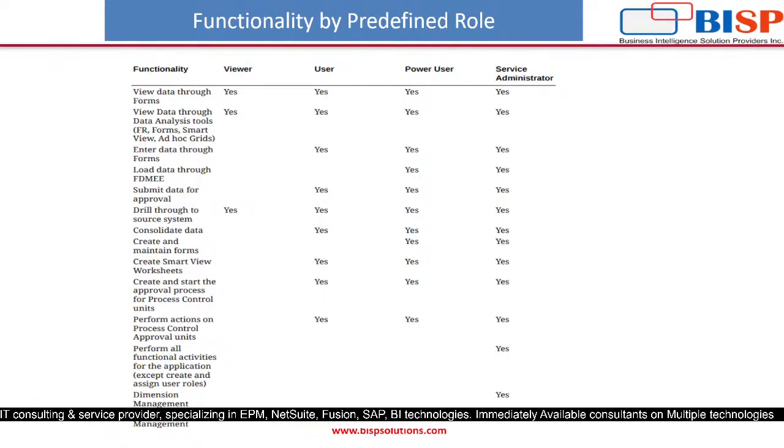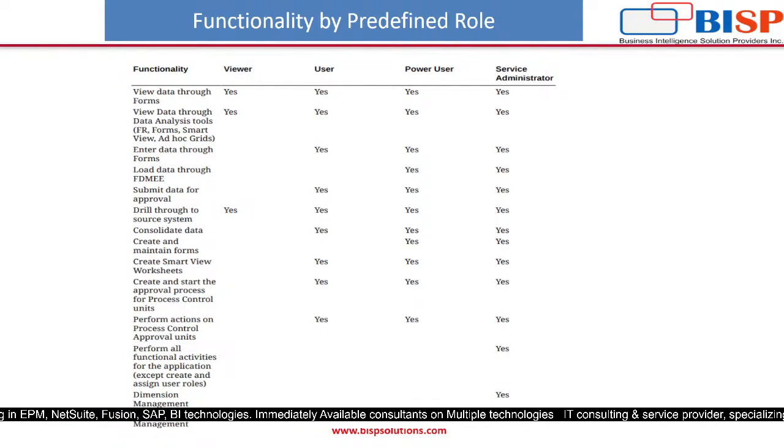Now basically what we discussed is the roles in this application. They are similar to other applications, and are assigned to a particular user. A user can be assigned a viewer role, user role, power user role, or service administrator role. Different functions can be performed by different types of users based on the roles that have been assigned to them. These roles are hierarchical.